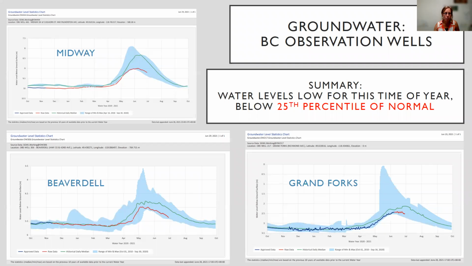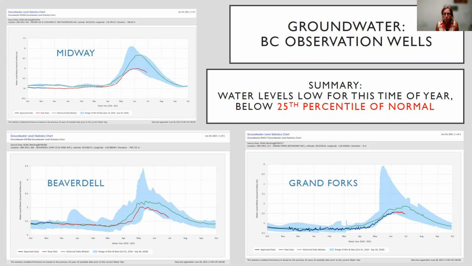It's not just affecting our surface water sources. So you have to be aware that we have 3 observation wells here in the boundary region for groundwater. And we've got quite a bit of data on the Beaverdale and the Grand Forks station. The averaging here is only of 10 years worth of that data. But as you can see, we're below average in terms of what we'd expect.